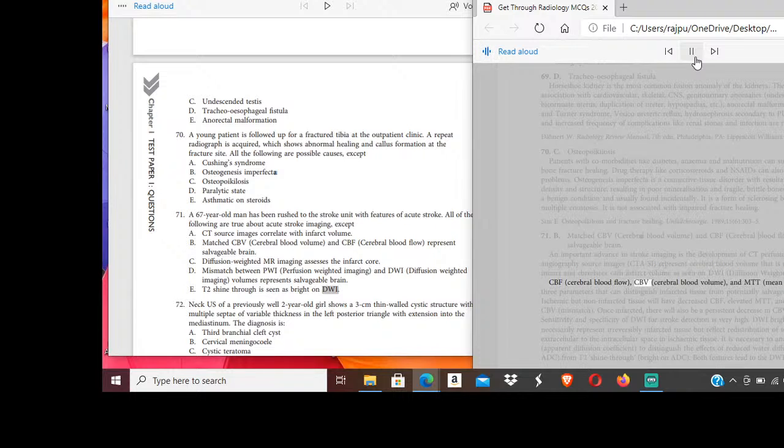CBF, cerebral blood flow, CBV, cerebral blood volume, and MTT, mean transit time, are three parameters that can distinguish infarcted tissue from potentially salvageable penumbra. Ischemic but non-infarcted tissue will have decreased CBF, elevated MTT, and normal or high CBV mismatch. Once infarcted, there will also be a persistent decrease in CBV match defect.